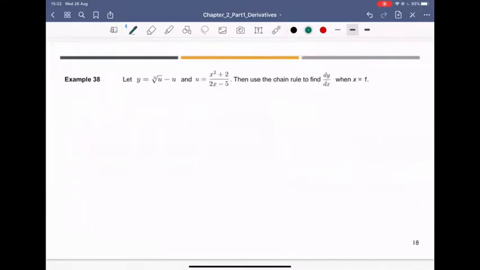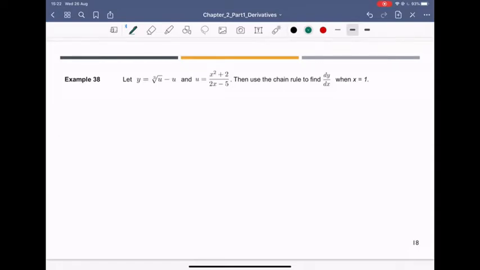All right, so let's look at another example here. This is considered an easy question if it shows up on the exam. So let y equal the cube root of u minus u, and u equal x squared plus 2 over 2x minus 5. I want to use the chain rule to find dy by dx.